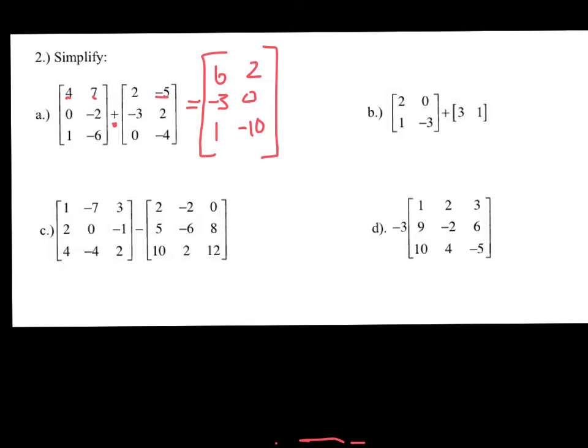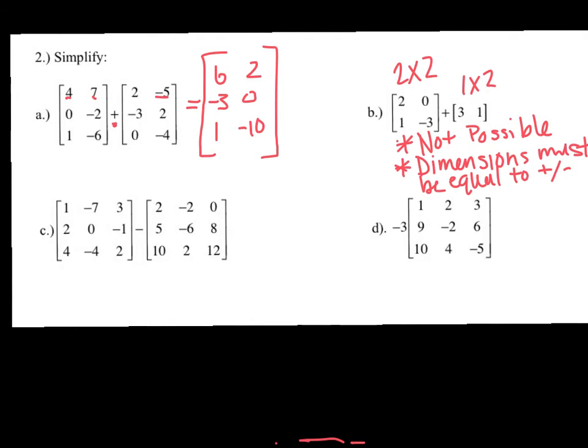So if we look at B, it wants us to add a 2x2 matrix with a 1x2 matrix. If your dimensions are not the same, you cannot add them. So your dimensions have to be equal in order to add or subtract. So if we look at letter C, 3x3 and a 3x3, so we'll be able to combine these. But just pay attention to your sign. It wants us to subtract here.